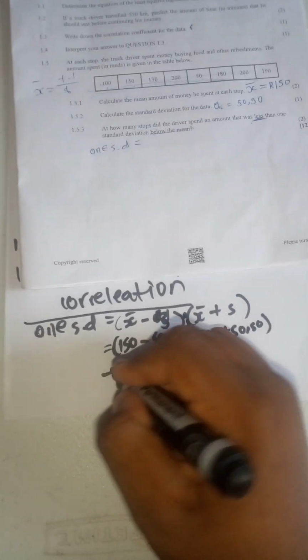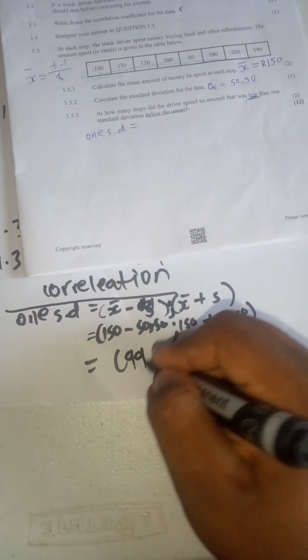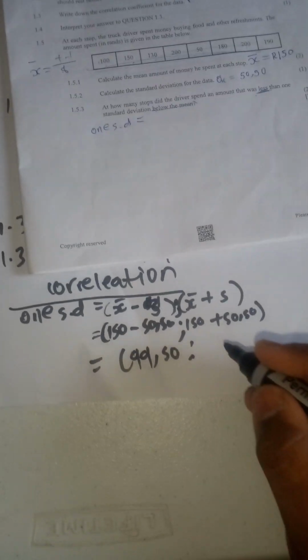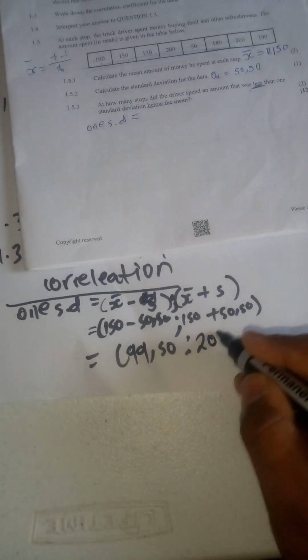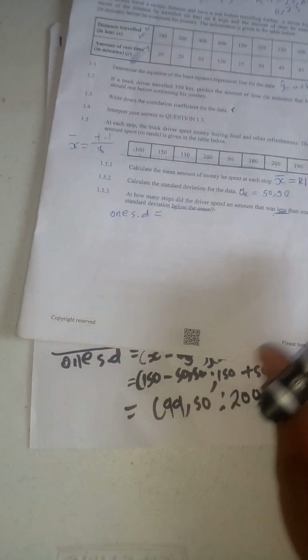Is it fine? Now, on 150 minus 50, 50, what do you have there? You have what? 99,50. On 150 plus 50, 50, you have what? 200,50. So now this is what you'll have to do. You're gonna check the numbers which are outside. Let's start with 99,50. So you're simply gonna check the amounts that he spent which are less than 99 rands.